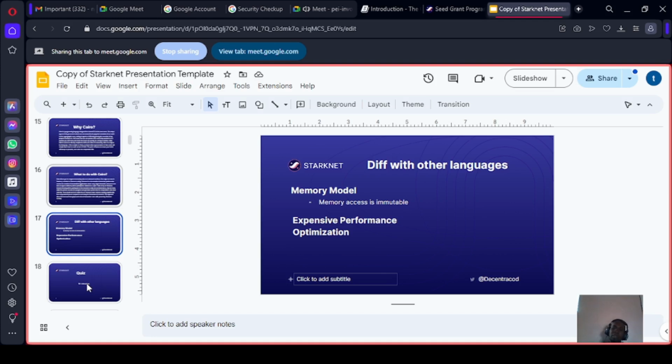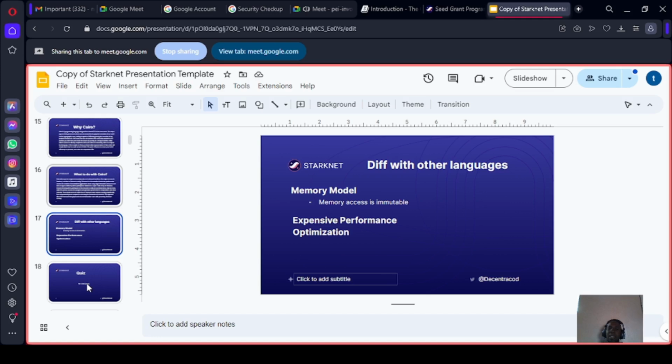Some of the differences with other programming languages is that memory access is immutable. In the Starknet memory model, once something is written in memory on Cairo, it cannot be changed. That's immutability. Also, performance optimization is expensive, since the Cairo VM needs something to verify. In comparison to other low-level languages, you'll find that optimization is really expensive. So that's a very good introduction to the Cairo programming language and the Starknet ecosystem.